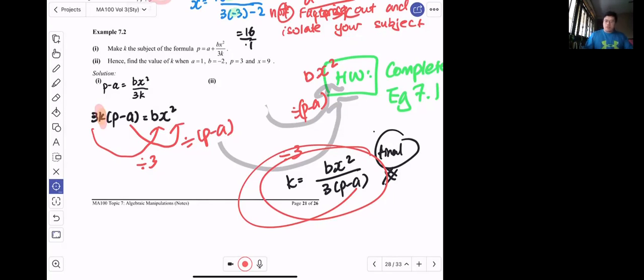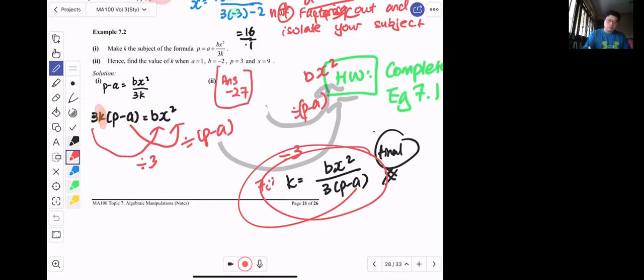So far, you're okay with 7.2? If 7.2 all goes well, this is the 7.1 answer. For 7.2, your answer is supposed to be negative 27. Let me know if you can get it.